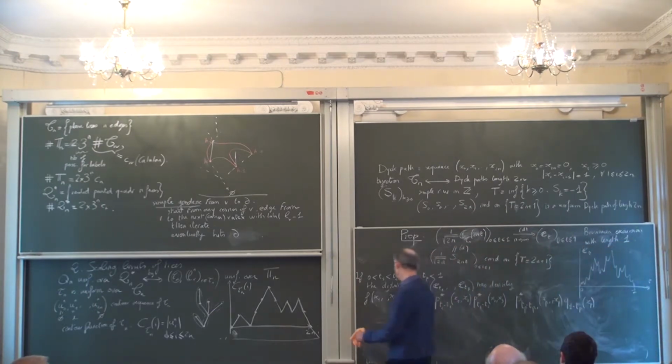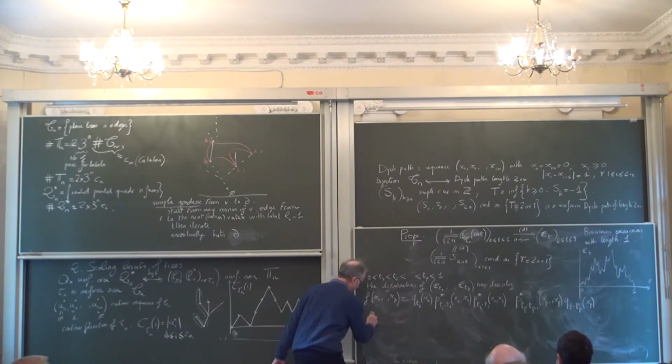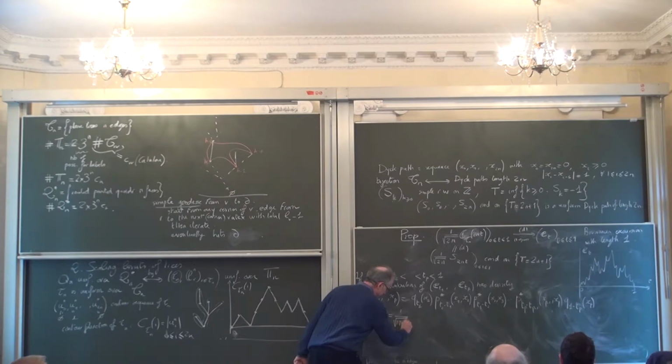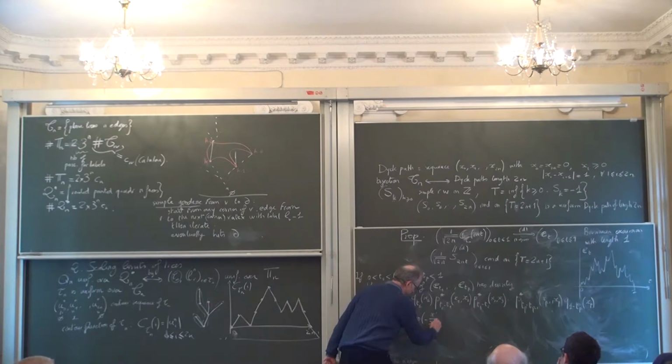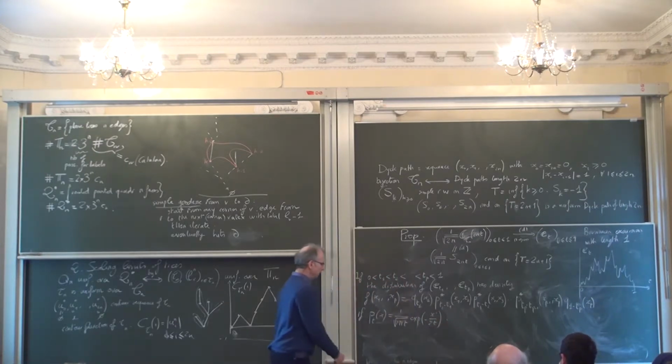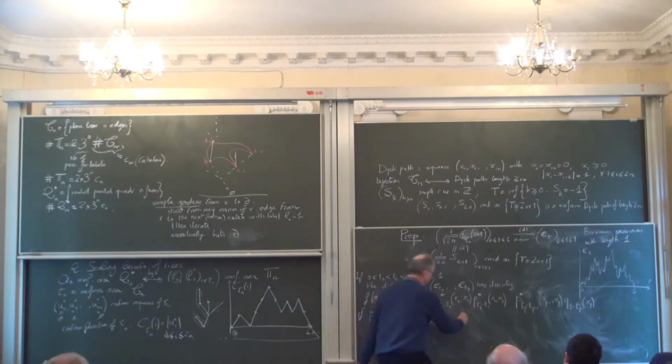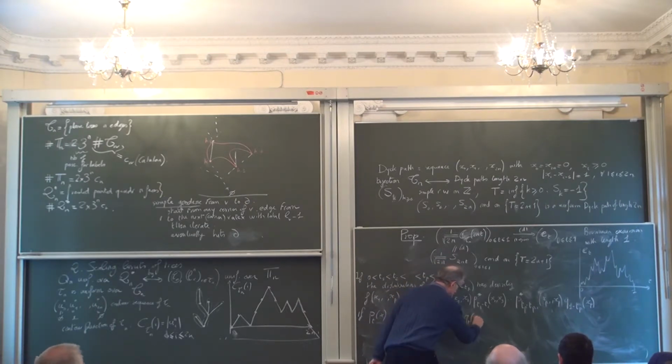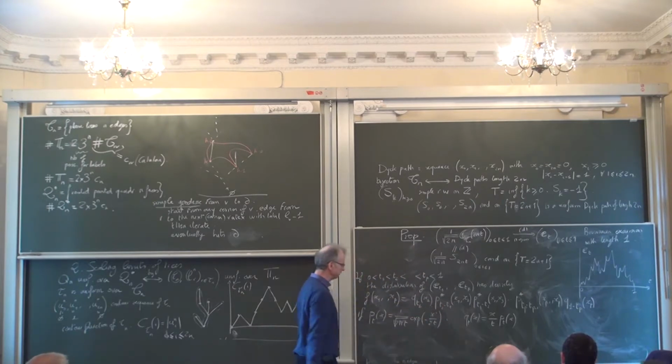For this, it's better to introduce the usual Brownian transition density. So p_t(x) is 1 over square root of 2 pi t times exponential of minus x squared over 2t. So for instance, q_t(x) is just x over t times p_t(x). This is for t positive, of course, okay?